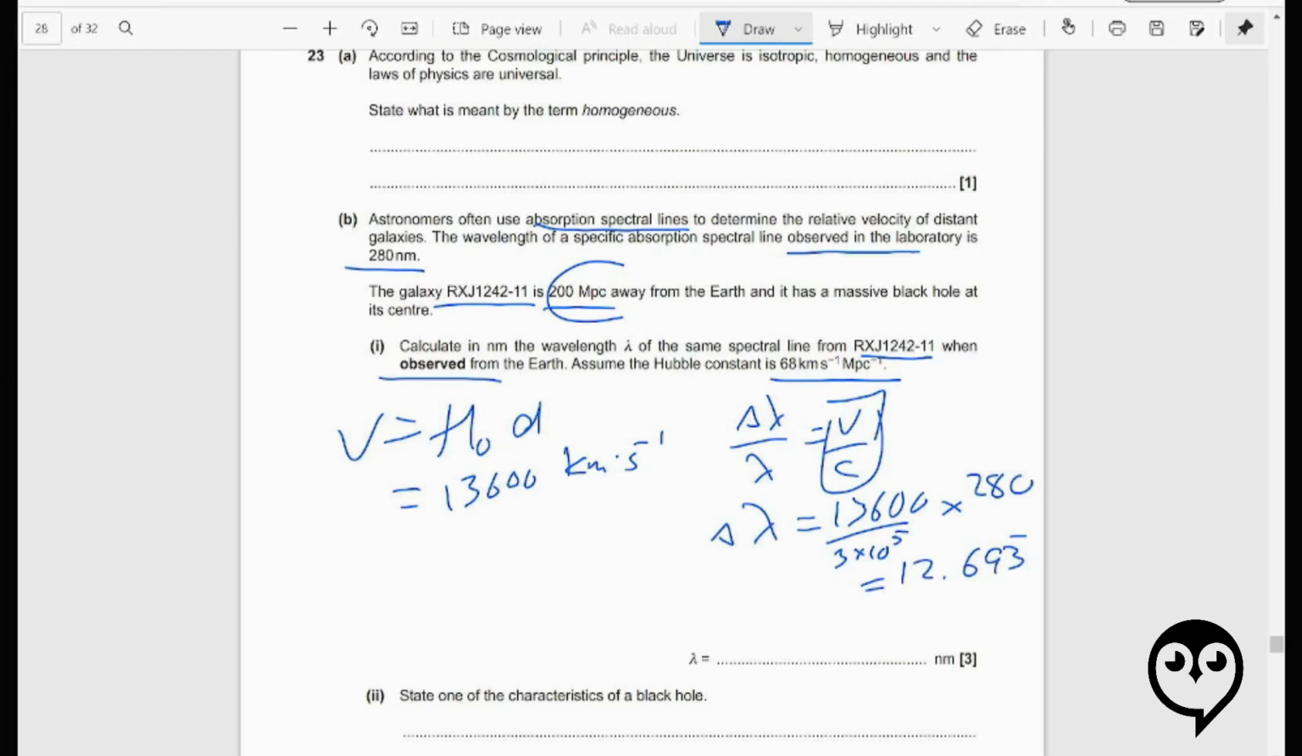And if it's been red-shifted, it should be getting larger. So when we add that, we get a measured, I'll just round it to say 293 nanometers.